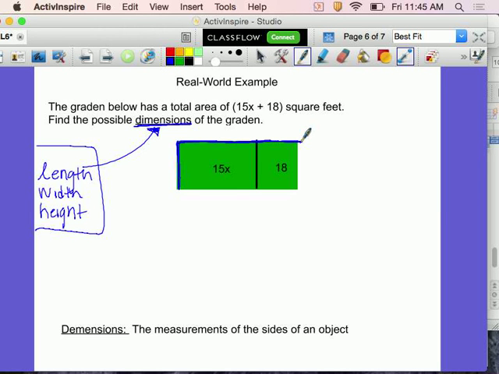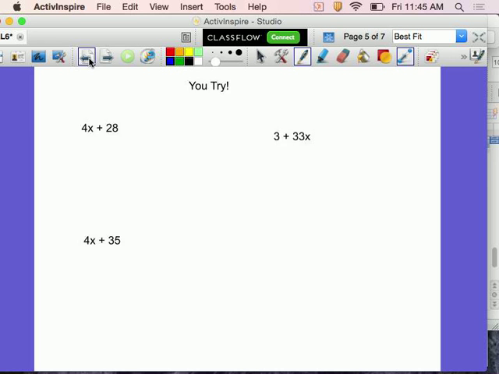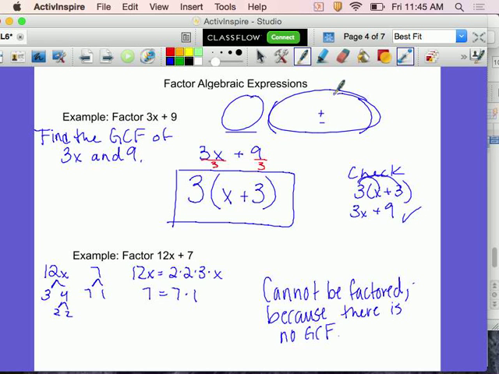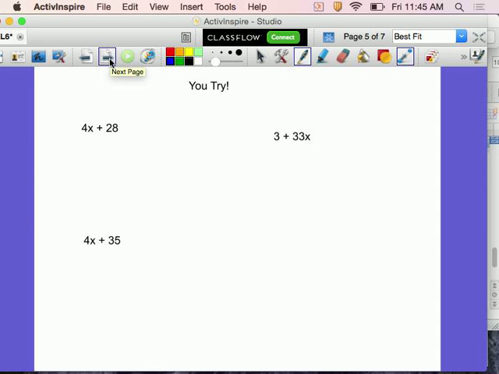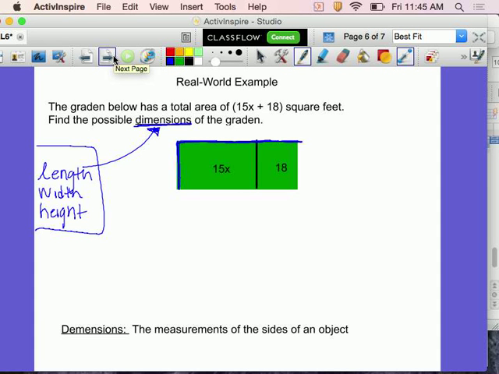So that means how can I break up my 15x and 18? And that's just factoring. What times what will give me 15x plus 18? And it says possible, meaning there could be more than one answer. So how can I break up 15x and 18? Well, some of you will see it right away, and you can go ahead and write down your thoughts. If you're not sure, break up your numbers so that you don't make any mistakes.